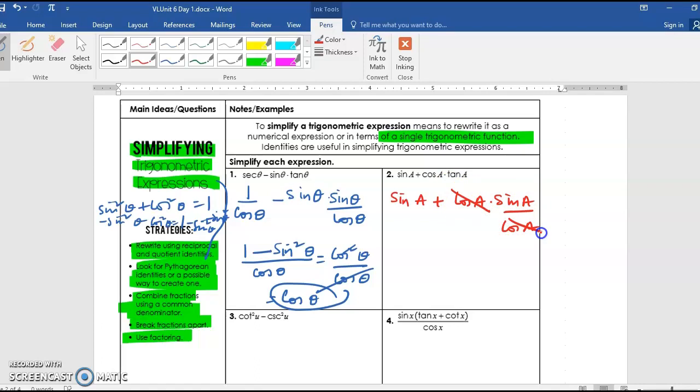So these will actually cancel and you'll be left with sine A plus sine A, which is 2 sine A. It is really simple. It's even simpler than the first problem, isn't it? So this is the answer. Okay, so let's move on.